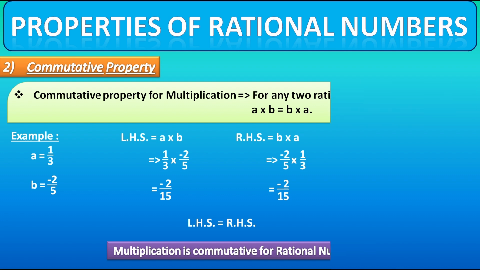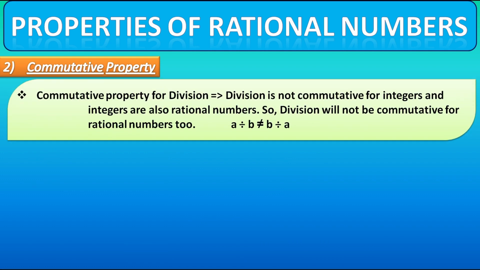Now let's check for division. Commutative property for division: division is not commutative for integers, and integers are also rational numbers. So division will not be commutative for rational numbers too. That means A divided by B is not equal to B divided by A. Actually, A divided by B will also not give you a rational number when B is equal to 0. That we understood in the part on closure property, right? So actually the commutative property will not hold for division.